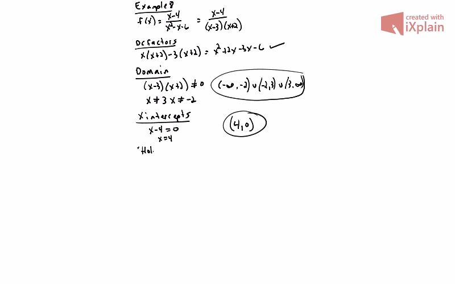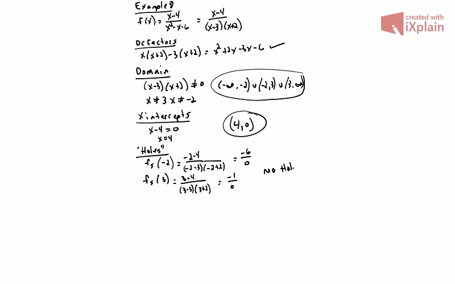Next, check the holes. Since the function's already simplified, evaluate the function using the values of x you excluded in the domain. So f evaluated with negative 2. And you can see from that last part, we're going to divide by 0. So this is not a hole. And evaluate the simplified function with positive 3. And again, you can tell that we're going to divide by 0. So this is also not a hole. There are no holes in the graph for this particular function.